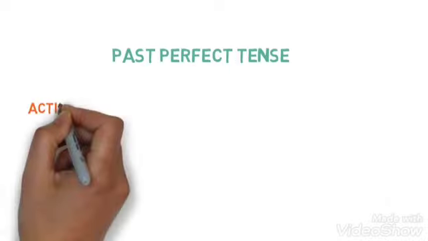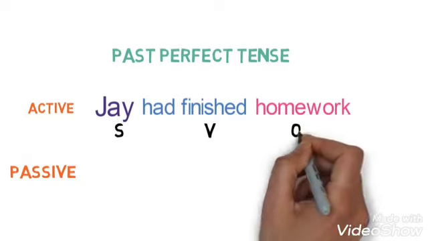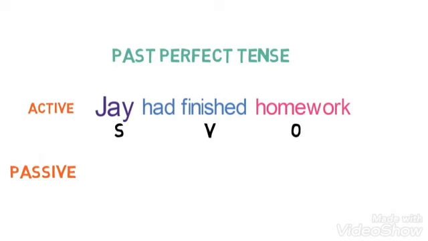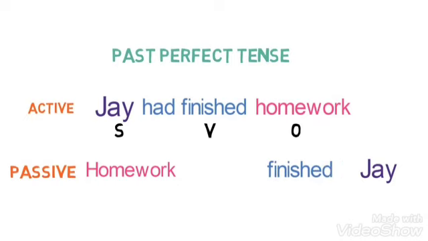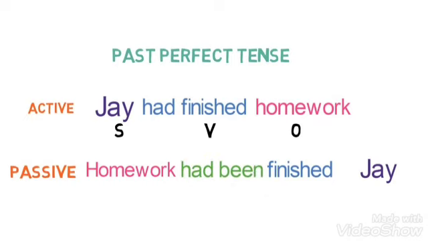Next example, past perfect tense. The active sentence is "Jai had finished homework." Identify the subject, verb and object. Swap the subject to object. The third one, you should convert V1 to V3 form. Add helping verb. Add preposition for the sentence. The sentence will be ready. The passive sentence is "Homework had been finished by Jai."